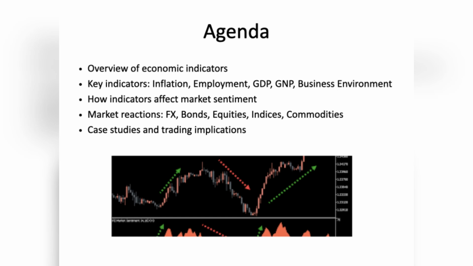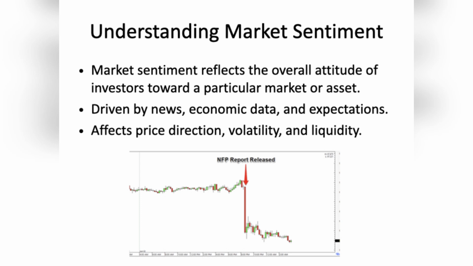We'll begin with an overview of what economic indicators are. Then, we'll drill down into the key ones: inflation, employment, GDP, GNP, and business environment indicators. We'll learn how these indicators affect market sentiment and then see the practical market reactions in forex, bonds, equities, indices, and commodities. We'll wrap up with some case studies and the key trading implications you can take away from all this. So, what exactly is market sentiment?